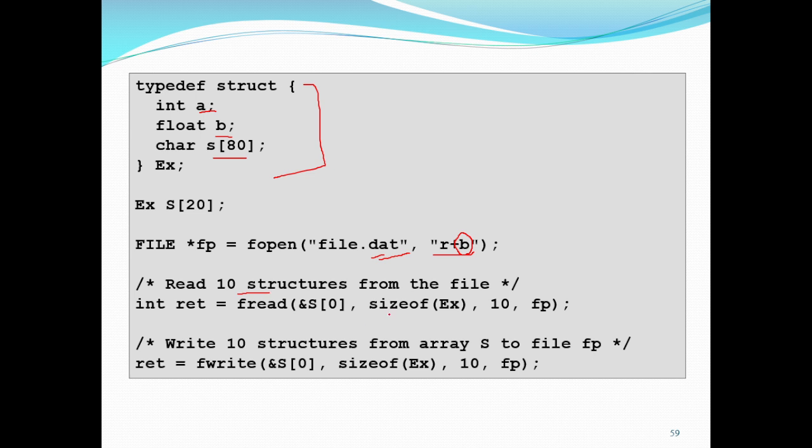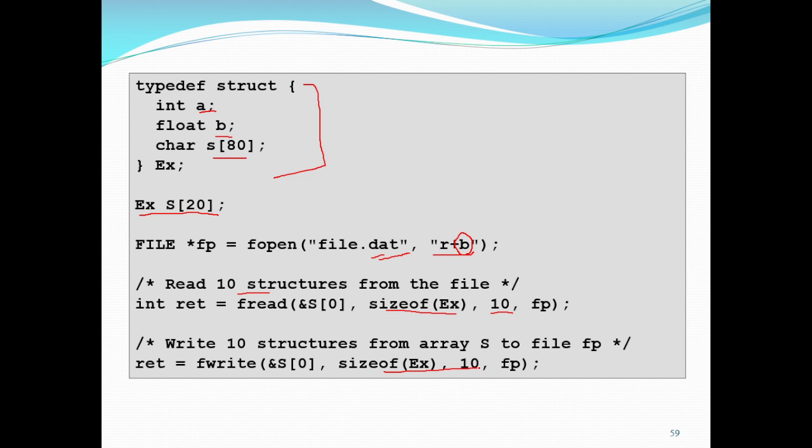So when I open a binary file, as you remember, this B stands for binary, and then here I'm able to read this size, so one structure size, and then 10 structures from the file. And this is the string of structures, and again we are able to write these 10 structures back to the file, right?